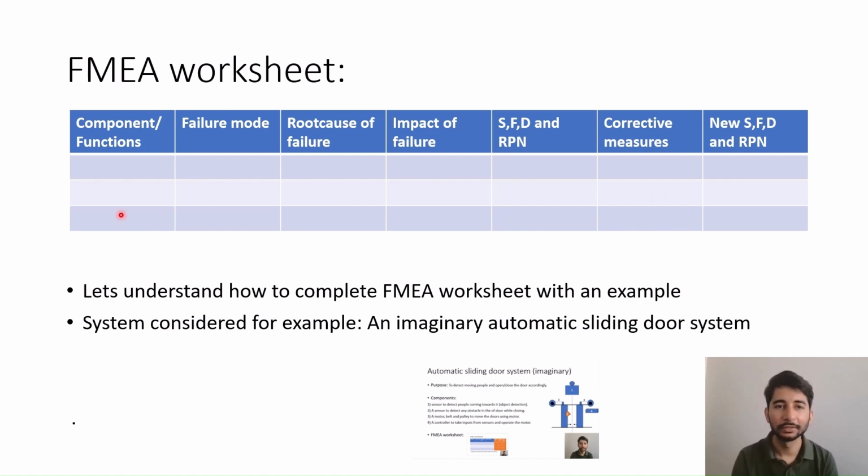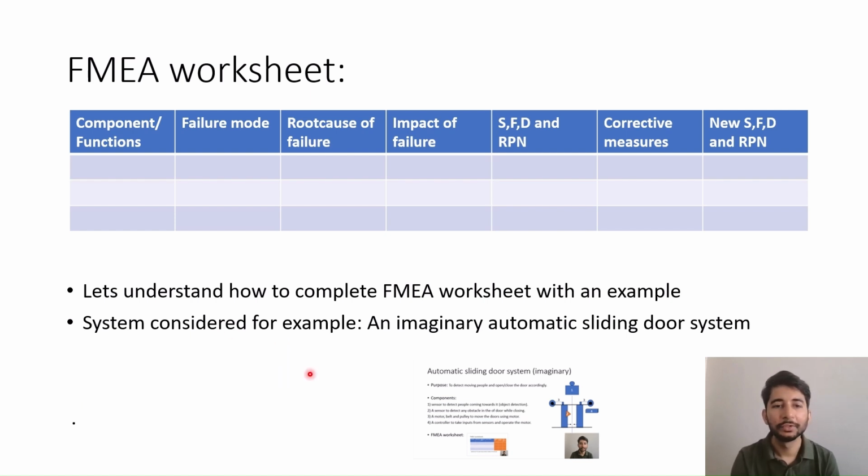So basically, this was the short form of the actual FMEA worksheet. This is just to make you understand what the components of an FMEA worksheet are. We'll discuss this FMEA in detail and we will use an example to understand and implement it.